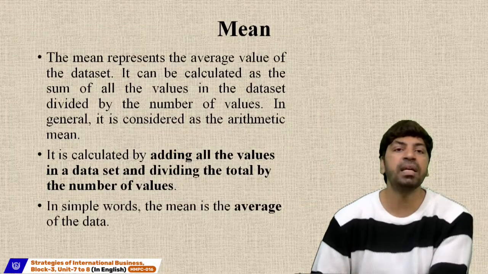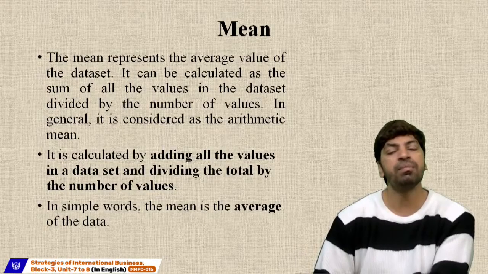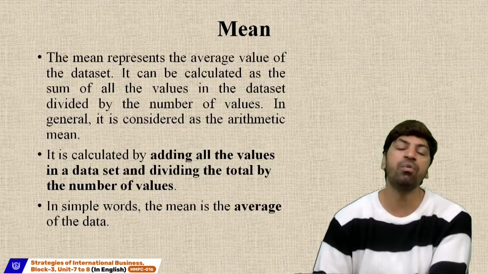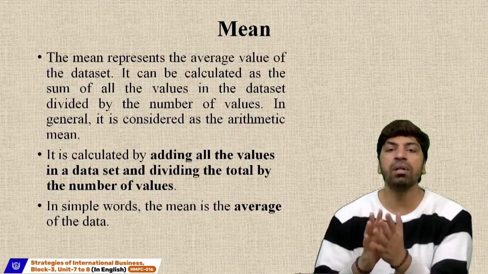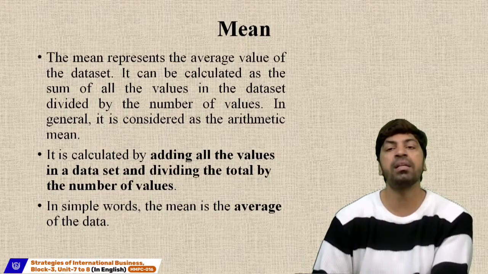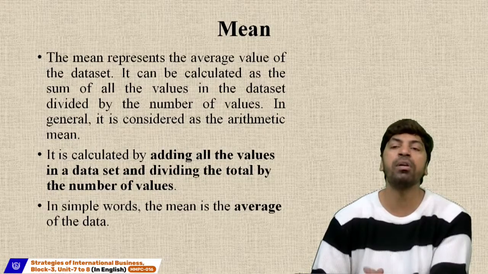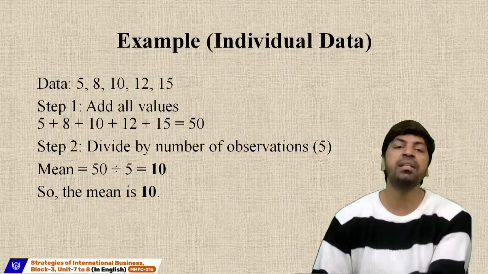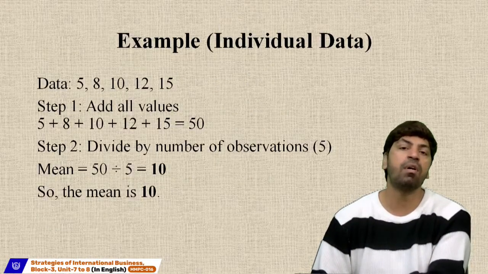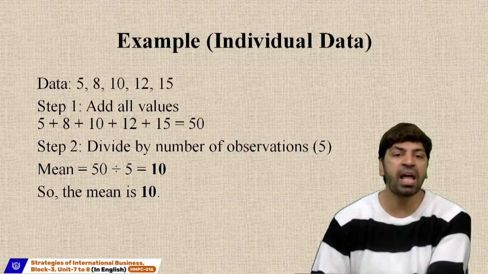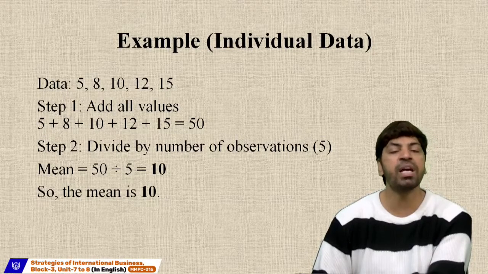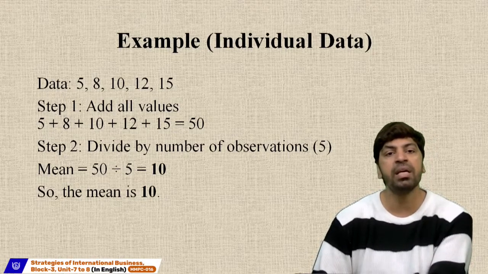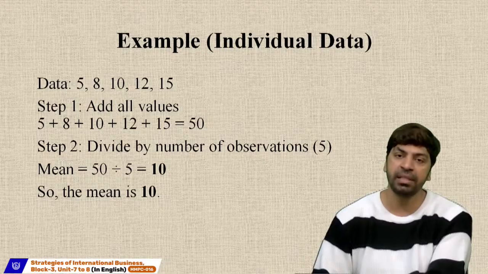First is the mean. What is the mean? The mean represents the average value of the data set. It is calculated as the sum of all the values divided by the number of values, or total observations. For example, with 5 values summing to 50, we divide 50 by 5, which equals 10. That means the mean is 10.